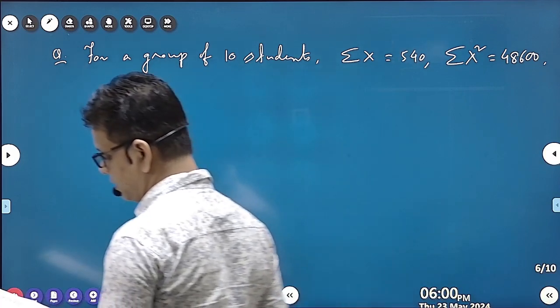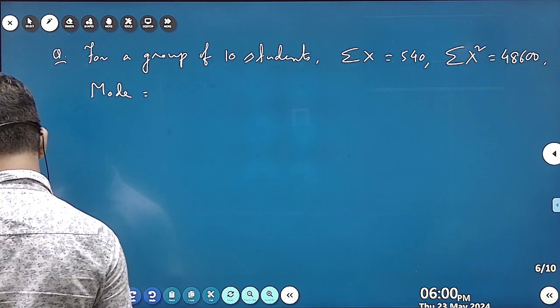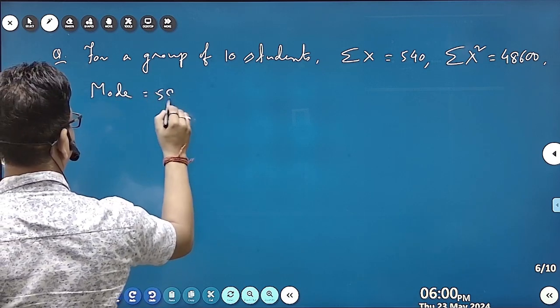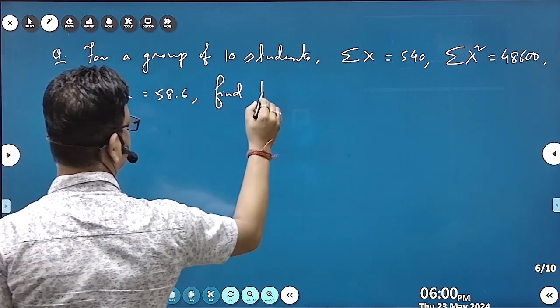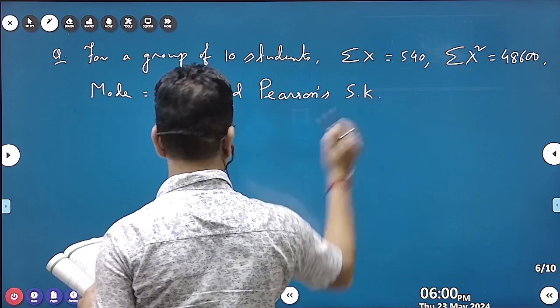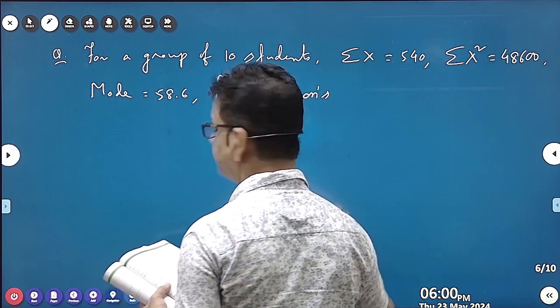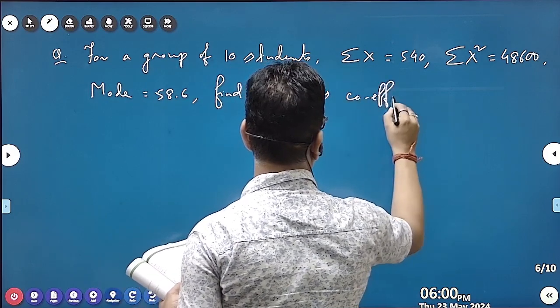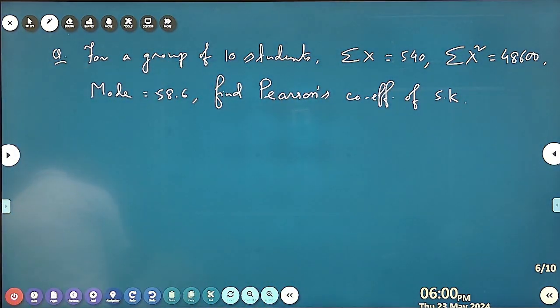Okay, similar to this question comes in exam. Then mode is suppose 58.6. Okay, find Pearson's coefficient of skewness, coefficient of SK. Find Pearson's coefficient of SK. Done? Okay. Find Pearson's coefficient of skewness.